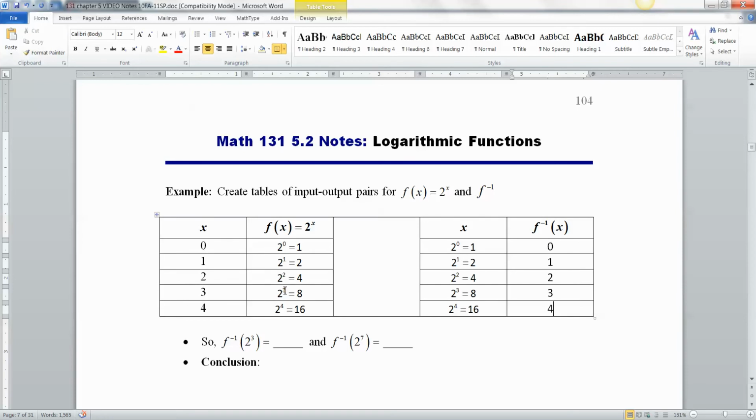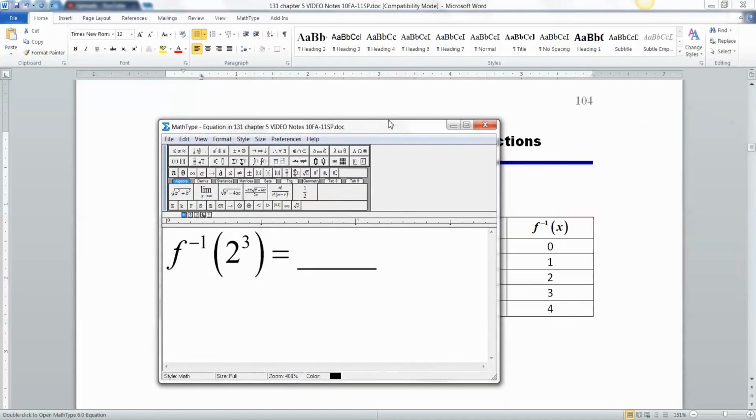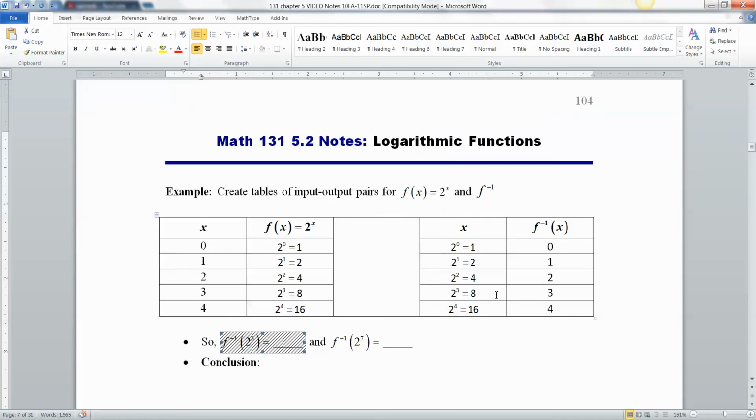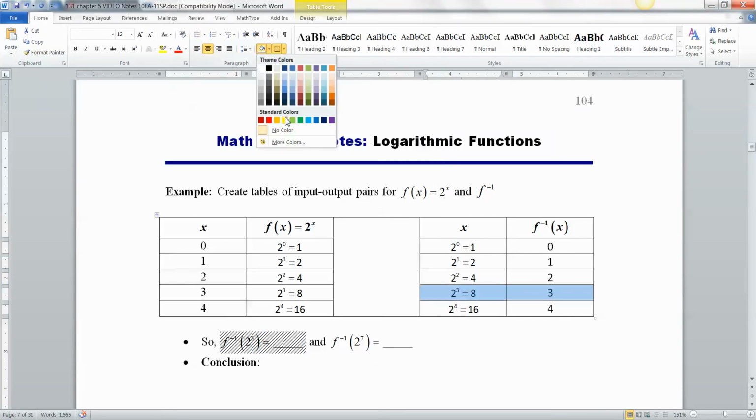Okay? And what we've learned is a really important lesson, that if f of x is 2 to the x, then the inverse function of that, the inverse of 2 to the 3, for example, is right here. The inverse of 2 to the 3 is 3. See it right there?